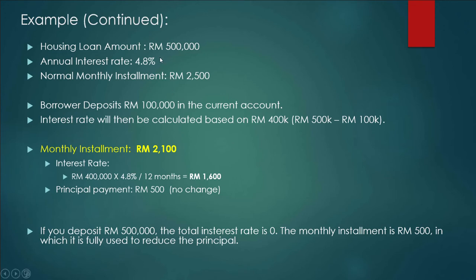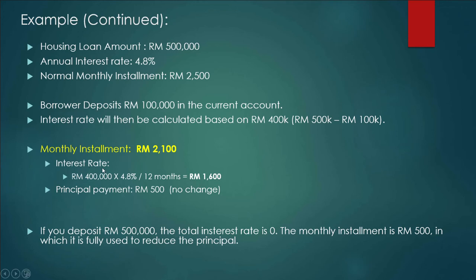Let's say in this example it is still 500,000, 4.8%, and your normal monthly installment is 2,500 ringgit. So let's say you deposit 100,000 in your current account. The interest will be calculated based on 400,000 instead of 500,000. Why? Because you put 100,000 into the bank account. So if you put in 200,000, it will be calculated based on 300,000.